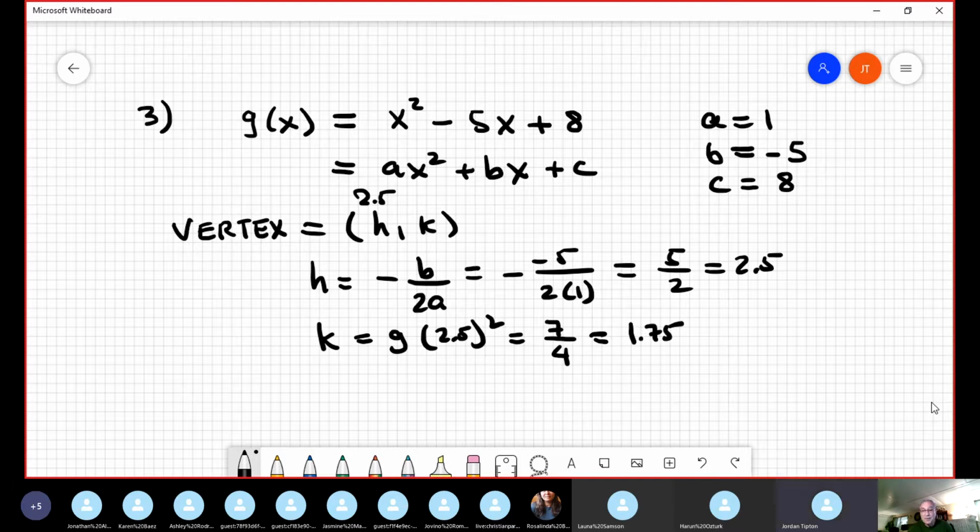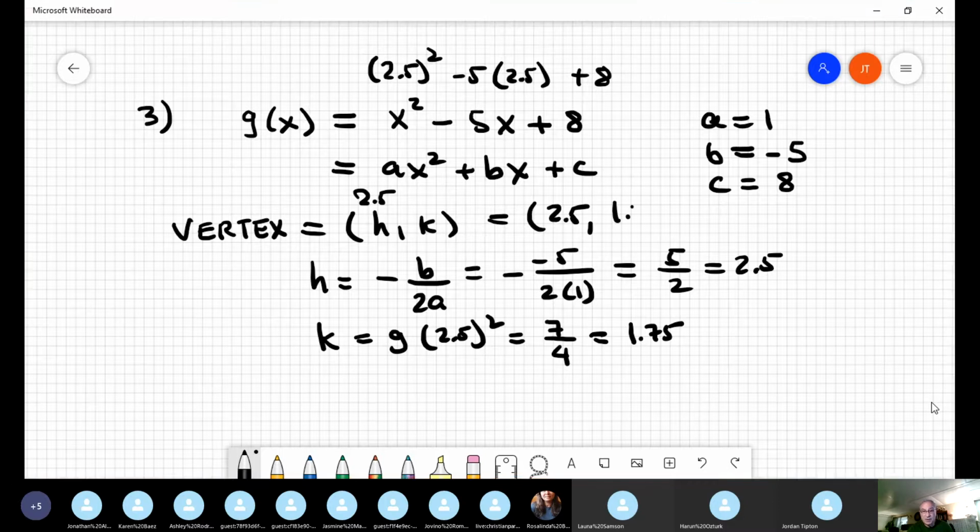So you put in 2.5 for the whole x. Here, you put 2.5 squared minus 5 times 2.5 plus 8. Okay? You are doing your own way in your calculator. I'm doing my own way in the calculator. The answer is 1.75. Therefore, the vertex is located at the point (2.5, 1.75).